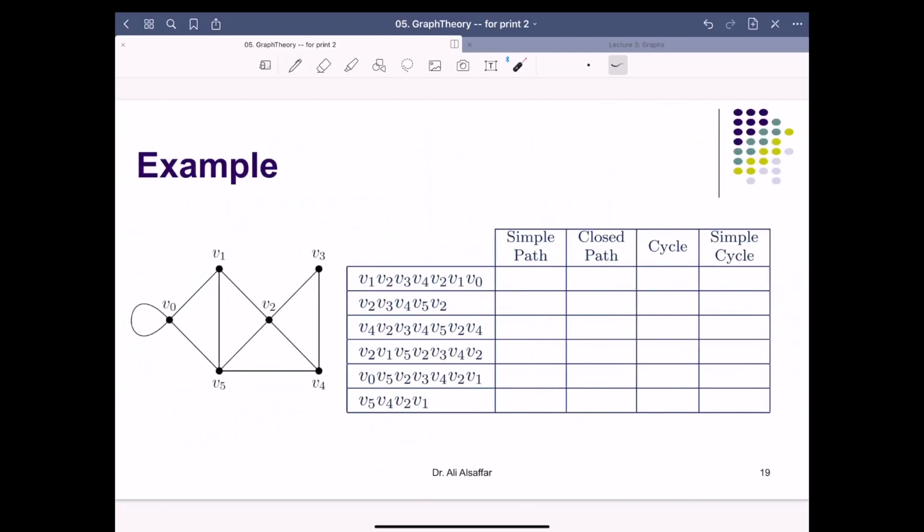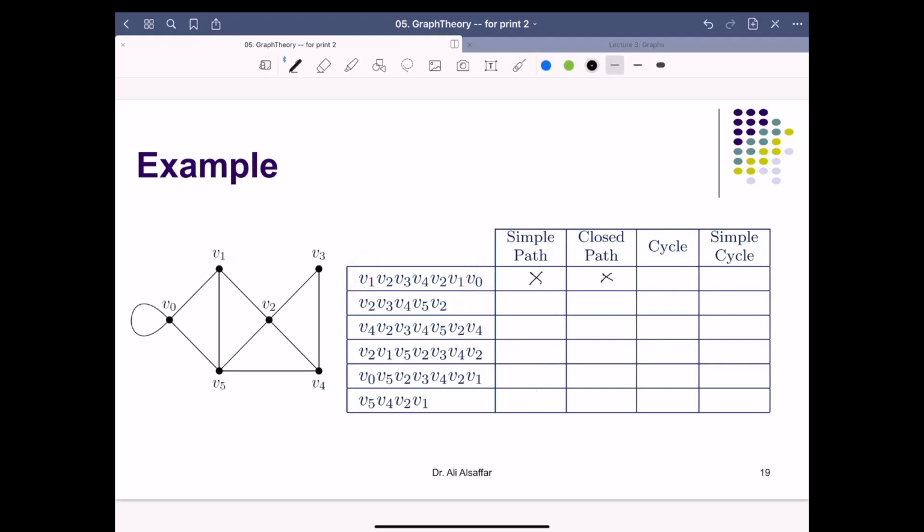Here are some examples on paths, and let us go over the first one. It starts from V1 and ends at V0. So let us go over these alternating vertices. V1 goes to V2, goes to V3, goes to V4, comes back to V2, then you come back again to V1, and then you go to V0. So you have repeated edges as well as repeated vertices. Now, simple path? Since you have repeated vertices, it is not simple. Is it closed? It is not closed because the first vertex is not the same as the last vertex.